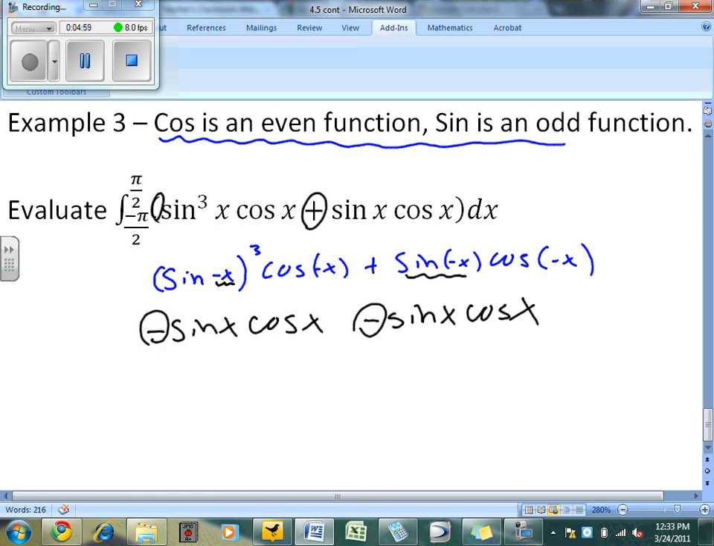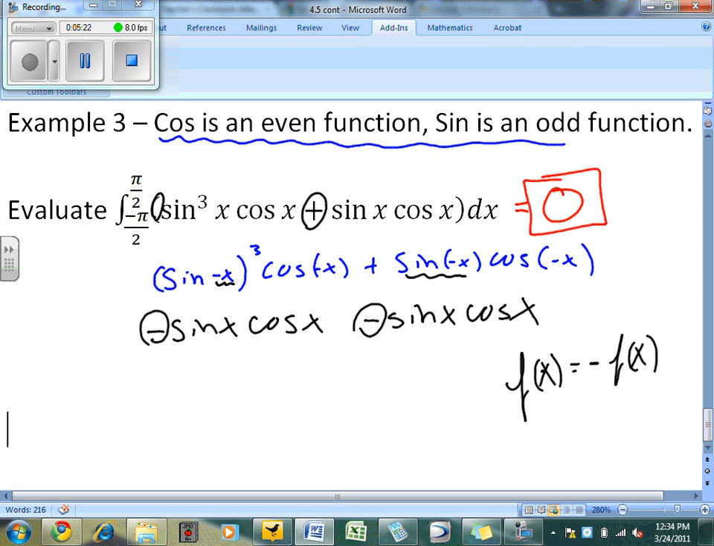So therefore, when we plug in f of negative x, we're going to get negative f of x. Therefore, it's an odd function. Since this is an odd function, we can use what we just found out from that theorem up above, that we don't even have to mess around with taking this integral. It's going to be 0, no matter what.